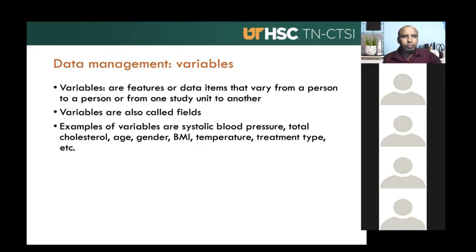That's why we use the word variable to name this kind of data. The variable name is a code that substitutes all the cholesterol or all the age values that are collected from the participants.